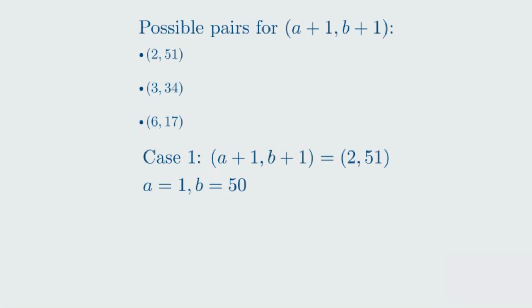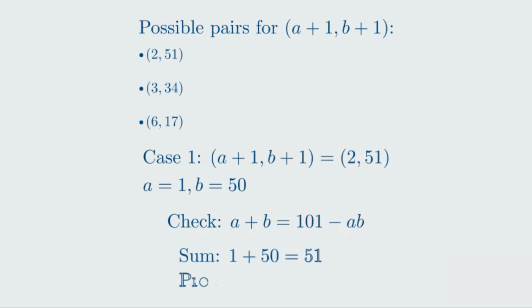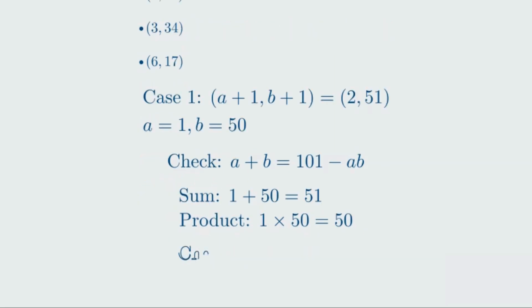Now, we check the relationship we found in the last scene. The sum a plus b should equal 101 minus ab. Let's calculate the sum and the product for this case. The sum is 1 plus 50, which is 51. The product is 1 times 50, which is 50. Plugging these in, we get 51 equals 101 minus 50, which is true.